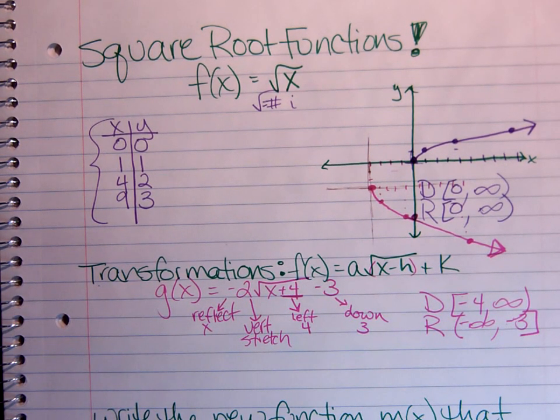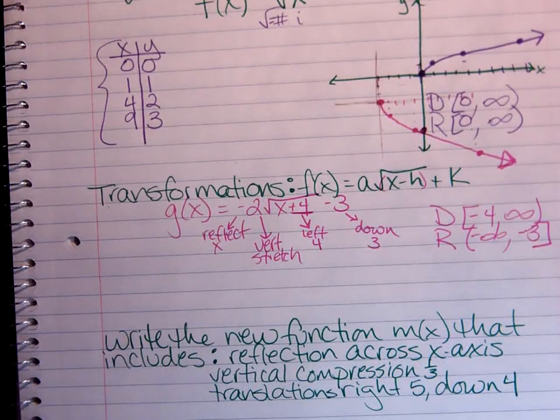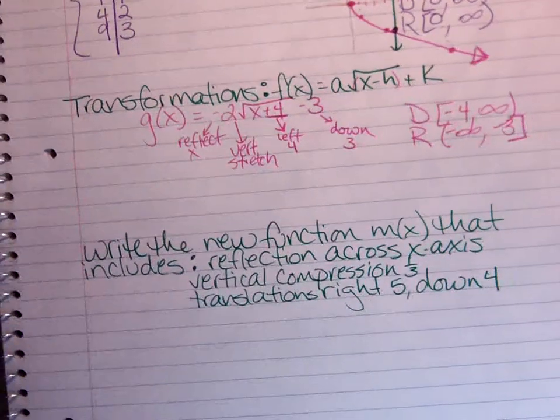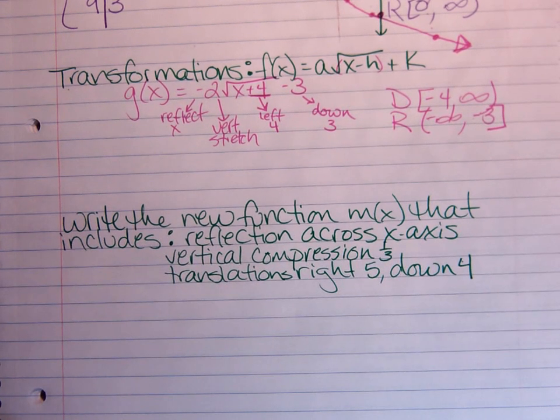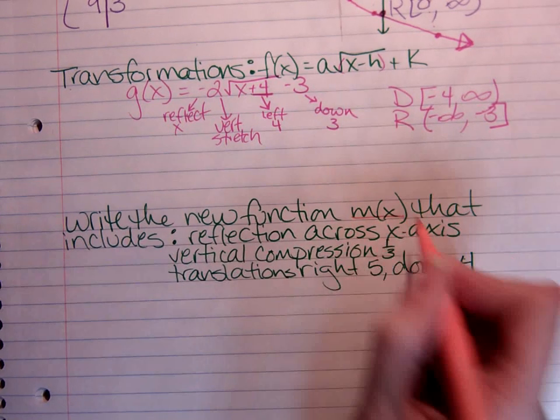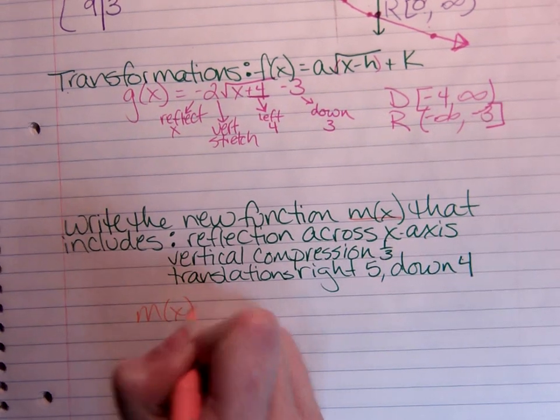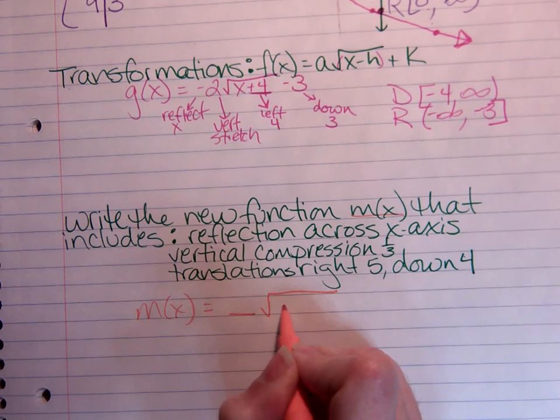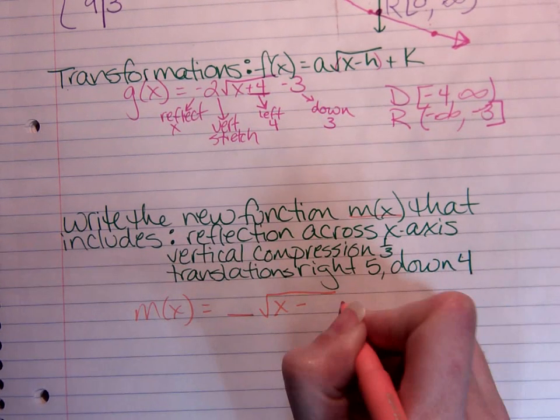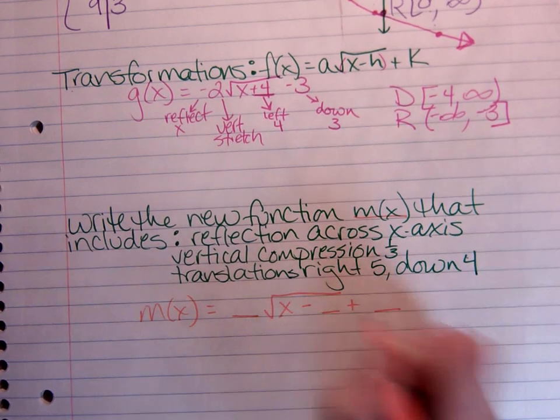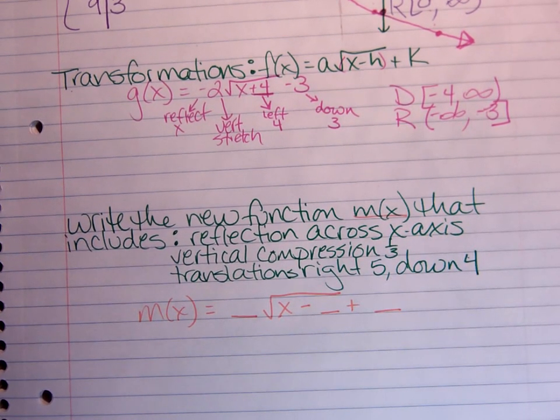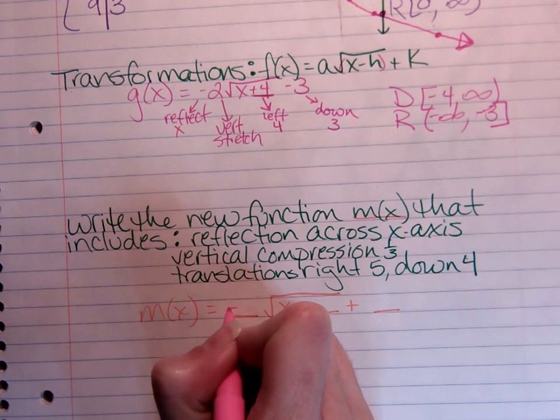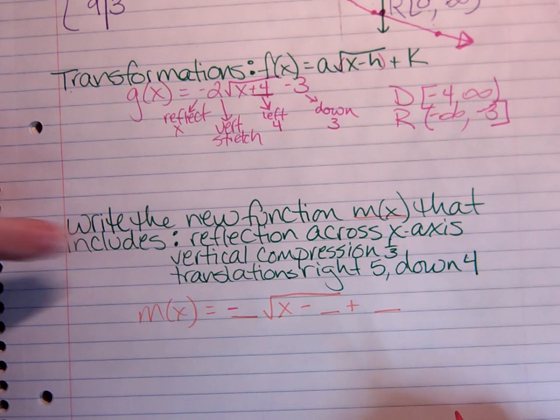The last thing we need to look at and think about is how to write a function based on transformations. You're pretty good at this with quadratics. The same principle applies here. I'm going to start m of x equals, I'm going to leave a blank in front, I'm going to set up my radical, x minus something, plus leave another blank out here. Then we're just going to fill in the numbers. Reflection across x, that means whatever else goes here, this is negative. Vertical compression of 1/3.